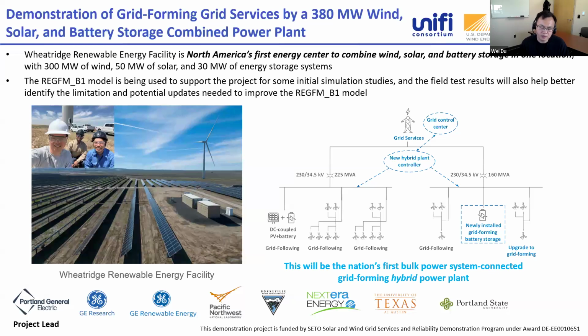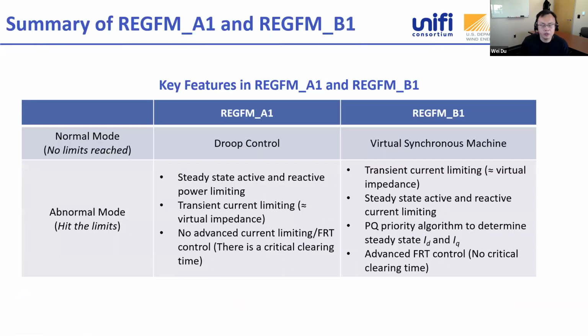Potentially we need to update these REGFM B1 models to better reflect some features of grid forming inverters. I know no models are perfect, especially the first one, right? So we know REGFM B1 has some good benefits and shows some main characteristics, but this model can always be improved to better reflect what happens in the real world. Okay, so here I have a very quick, brief introduction of both the REGFM A1 and the REGFM B1 models.